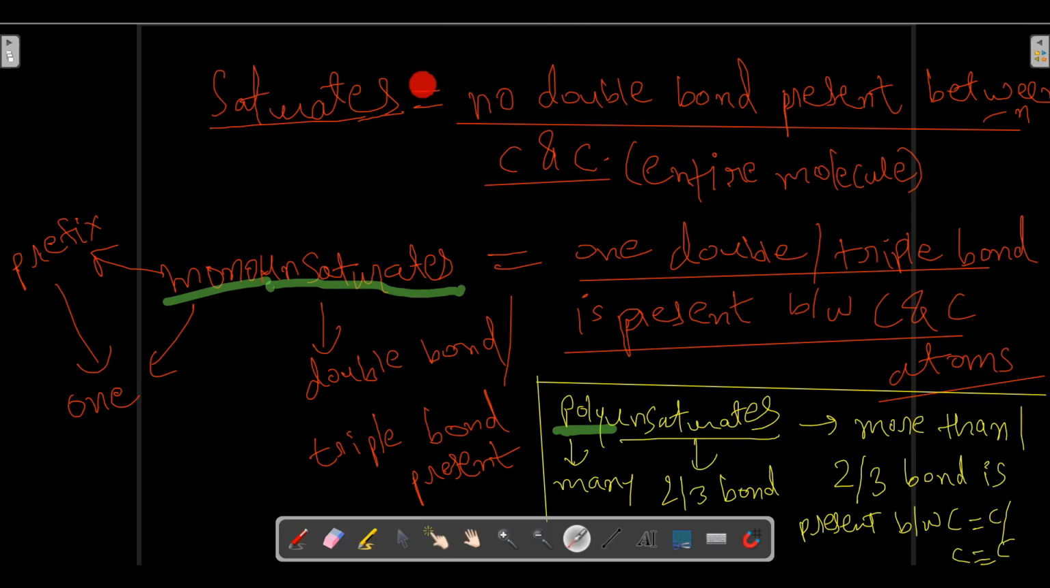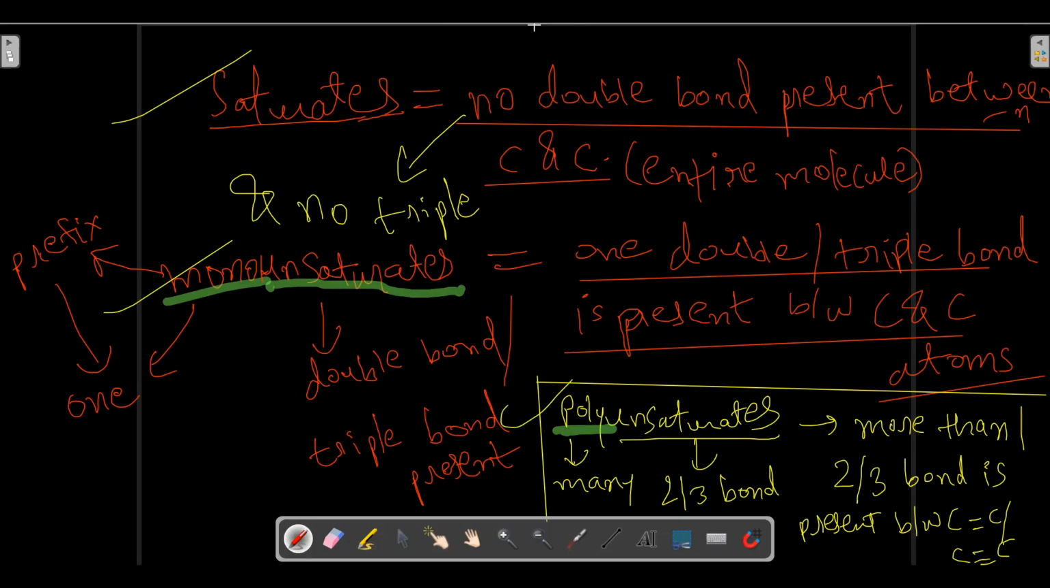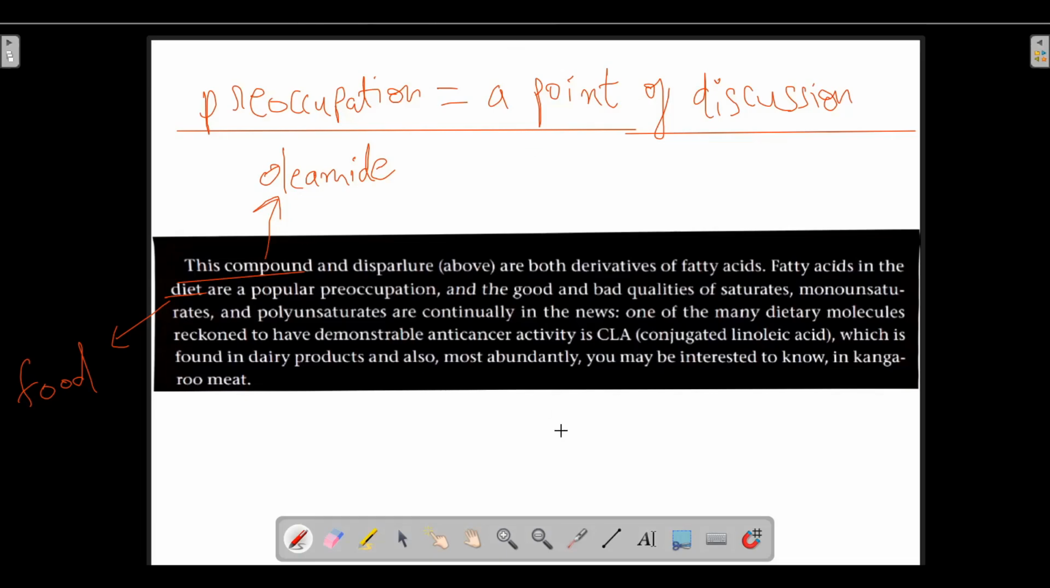And what does it mean by saturate? Saturate means no double bond present, which means no double bond and no triple bond also, obviously. No double and no triple. So that is the meaning of saturates, unsaturates, monounsaturates and polyunsaturates.